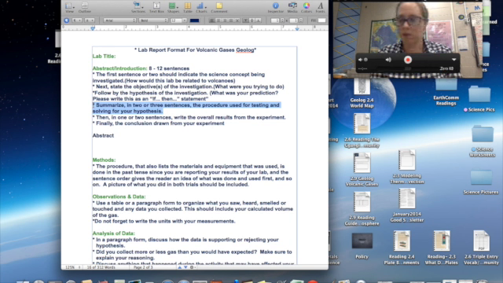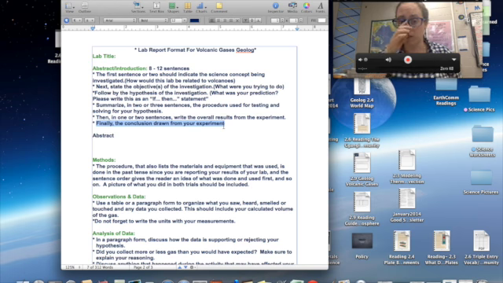Then, taking a look at the next one, in a sentence or two, write the overall results from the experiment. What did you collect? How much gas did you get? What did you get? Finally, at the very end, the conclusion. What's the whole point? Why did we do this? And tell me.